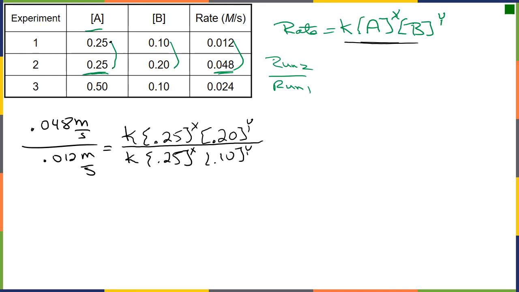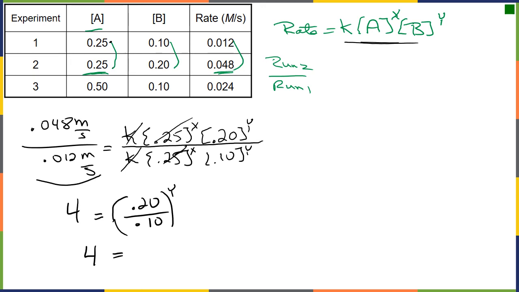So what happens here? This value is 4. Our K's cross off, our values of A cross off, and I'm going to combine the inside terms, and I'm going to get 4 is 0.2 over 0.1 raised to the Y, which tells us that 4 is equal to 2 to the Y. What do I have to do to 2 to get 4? I have to square it. So Y is 2. And the rest I can do the same way.